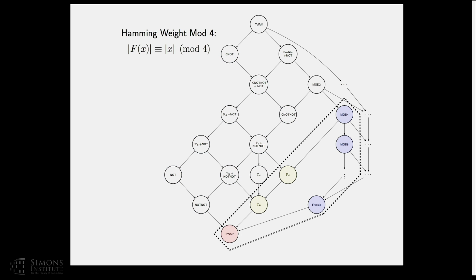So mod 4. These are the classes for which all the functions preserve the Hamming weight of the input mod 4. So you have some x and you apply f to it, and then the Hamming weight of the output is equal to the Hamming weight of the input mod 4. And mod 4 is totally generic here. So I could have picked k for any k, and I would have a class corresponding to that. So that's why we have this infinitely descending chain here, because I could have picked a million, but that would be quite a big lattice.